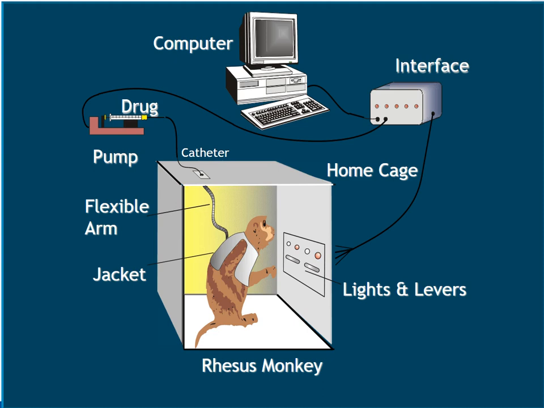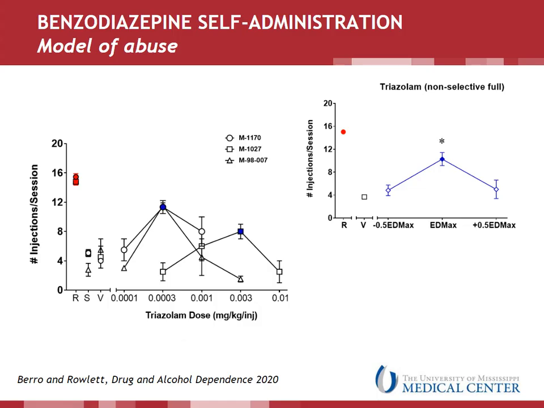With this model, we can investigate the reinforcing effects of conventional benzodiazepines and also new benzodiazepine-type drugs, and the mechanisms underlying these effects. For example, in this recent paper, we investigated the reinforcing effects of benzodiazepine drugs in monkeys with a history of opioid self-administration.